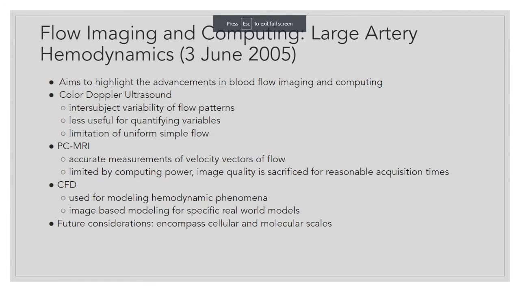This article aims to highlight the advancements in blood flow imaging and computing, starting with color Doppler ultrasounds, which are used mainly for imaging of flow patterns, MRI, which is used to measure velocity vectors of the flow and is limited by the computing power. And finally, CFD, which uses both and is able to use image-based modeling for specific real-world models.